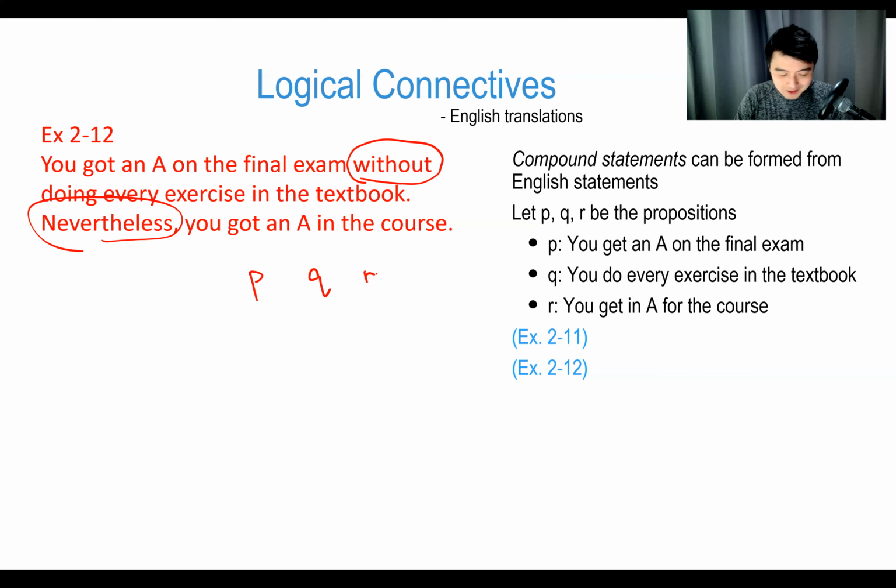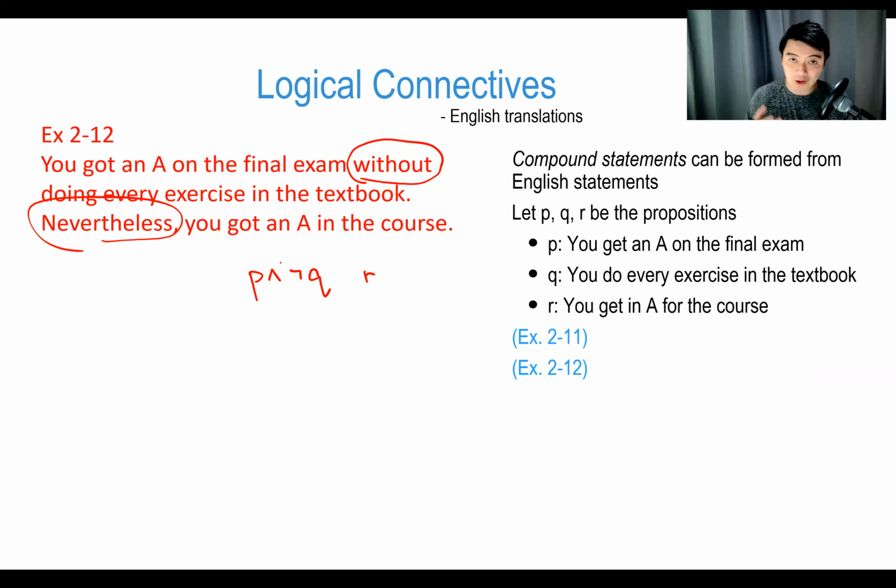So, first of all, where's the negation? What did I not do? Right. So I think it's not every exercise in the textbook. So I didn't do every exercise in the textbook, but I still got an A in the final exam. Now, "without" seems to be an "and."